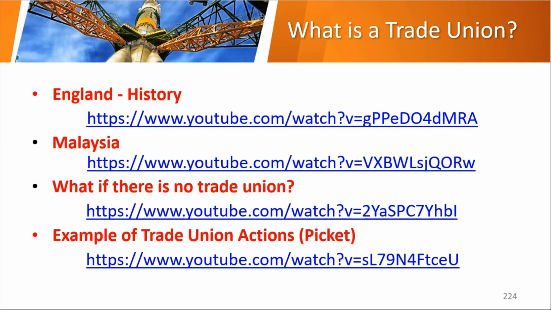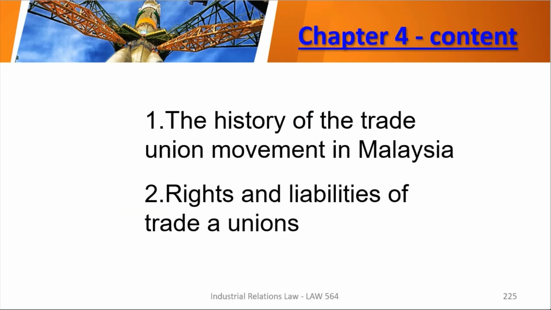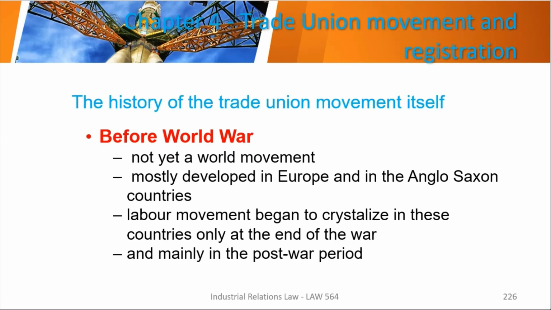I want you to look for yourself at this link. When it comes to the history of trade union, we have England, the Malaysian position, and what if there is no trade union, and also examples with respect to trade union actions. We'll see picketing and so on. So enjoy your videos. We'll be looking at the history of the trade union movement in Malaysia and the rights and liabilities of trade unions with respect to protection of the employee.